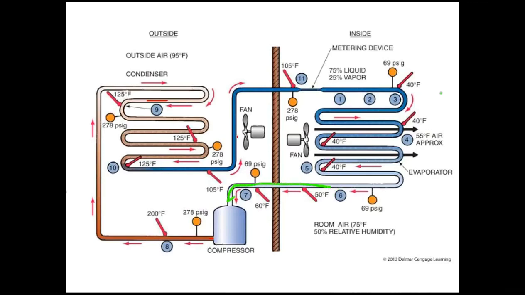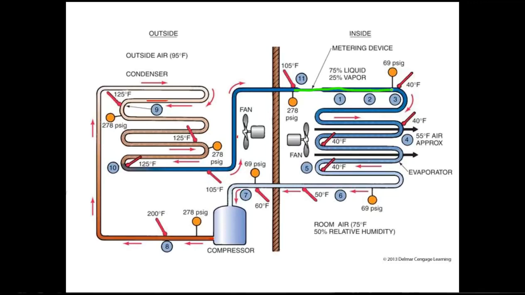So we're going to go through this quickly again. So we have a solid column of subcooled refrigerant hitting our metering device. The metering device drops the pressure, which drops the temperature. It changes us into the saturation state, where we have 75% liquid and 25% vapor.